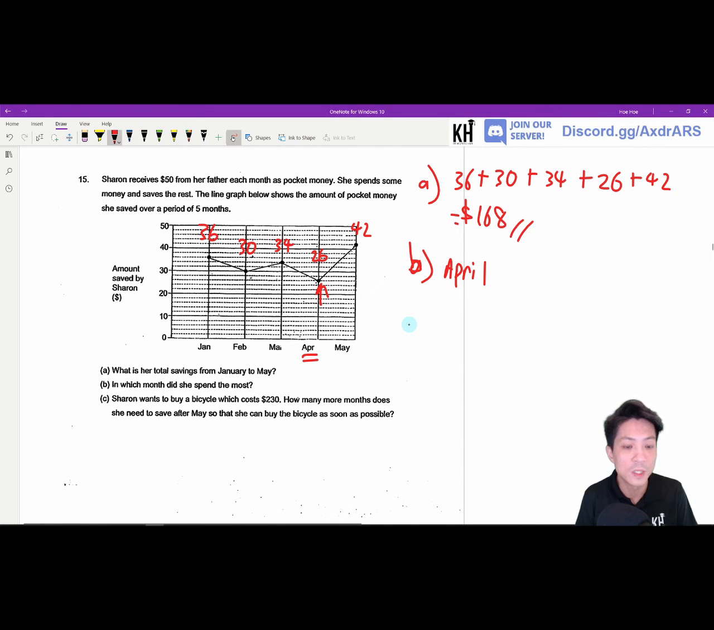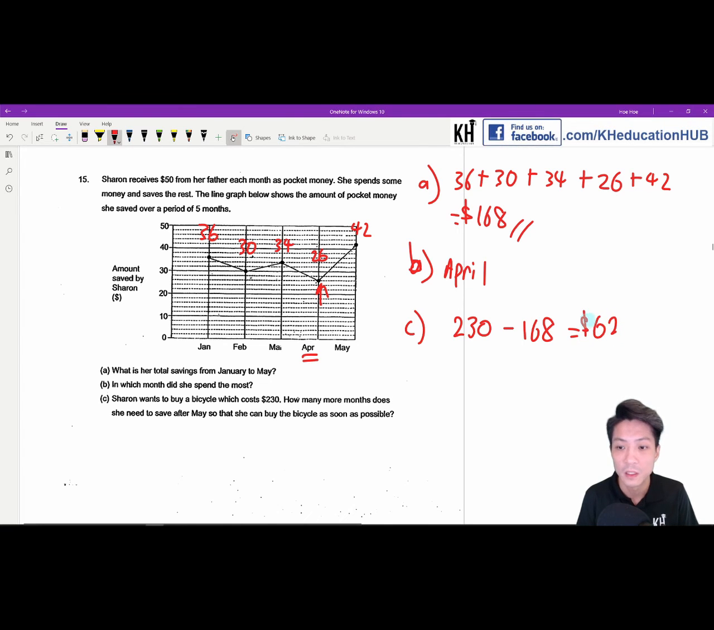Part C, Sharon wants to buy a bicycle which costs $230. How many more months does she need to save after May so that she can buy the bicycle as soon as possible? So how much is she short of? Minus 230 is $62. She will need to save at least 2 months, because in 1 month she only receives $50, right? If she saves everything, that will only be $100.